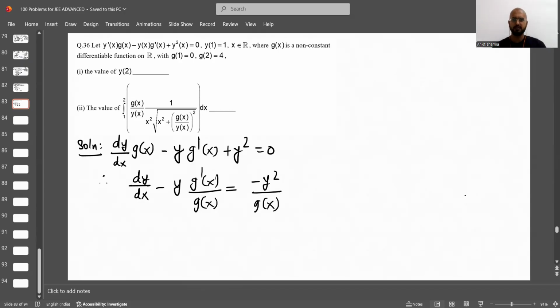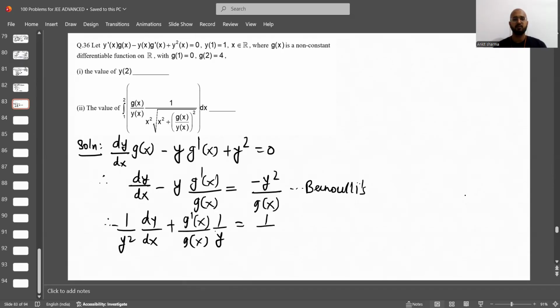Now this turns out to be the Bernoulli's differential equation. The presence of this y square makes this Bernoulli, because after all the right side has to be completely a function of x, but it is not. So we'll divide by minus y square. I'll be having here minus 1 over y square dy over dx plus g dash of x over g of x, then here 1 over y will survive, is equal to 1 over g of x. Now let's call this equation star.